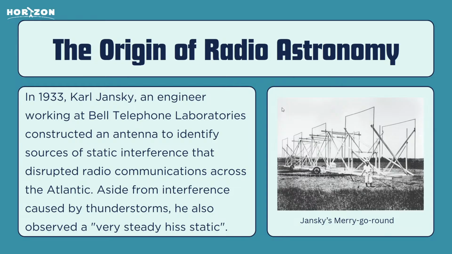So, the origin of radio astronomy happened serendipitously in 1933 when Carl Jansky, an engineer working in Bell Laboratories, constructed an antenna to identify sources of static interference that disrupted radio communications across the Atlantic. An interesting fact about his antenna, which is shown in the picture, is that since it could rotate, it was often referred to as Jansky's merry-go-round.